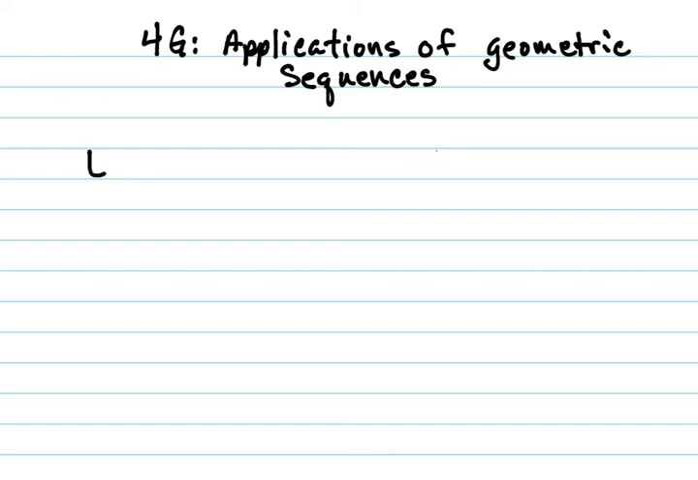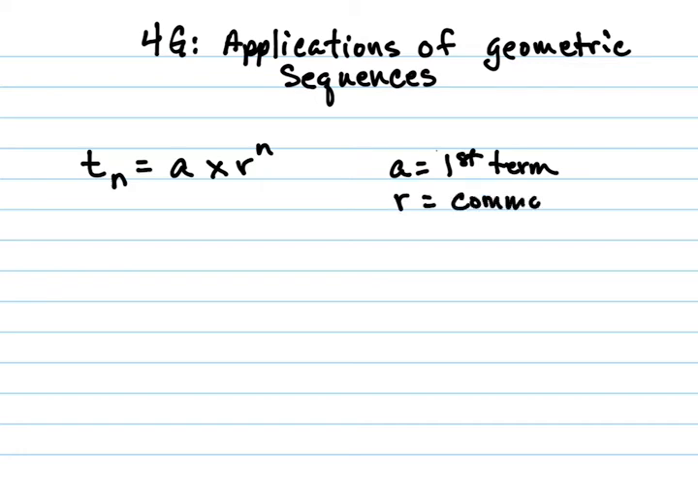So remember that any term for a geometric sequence can be found by taking a times r to the n minus 1, where a is the first term in the sequence, and r is that common ratio. And n, of course, is the number term you're looking for, right? And we looked at that in the last one.